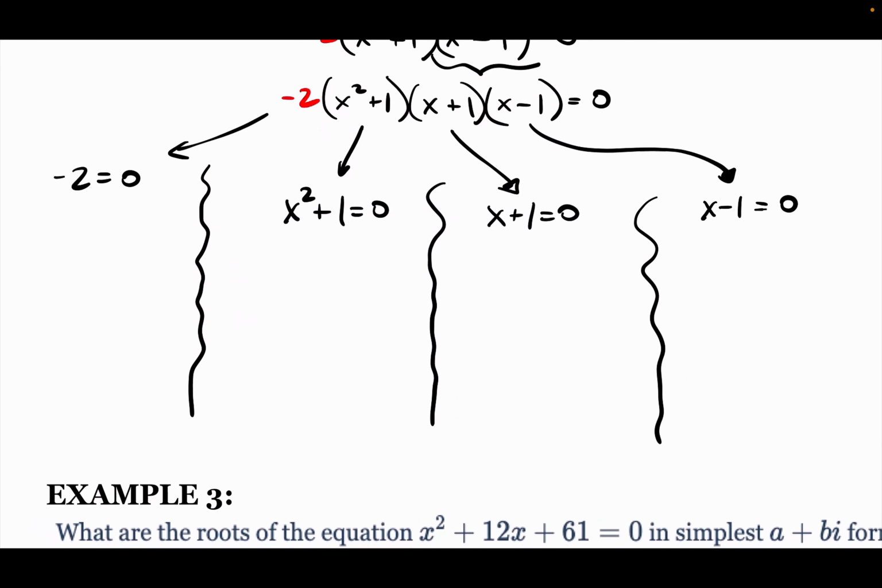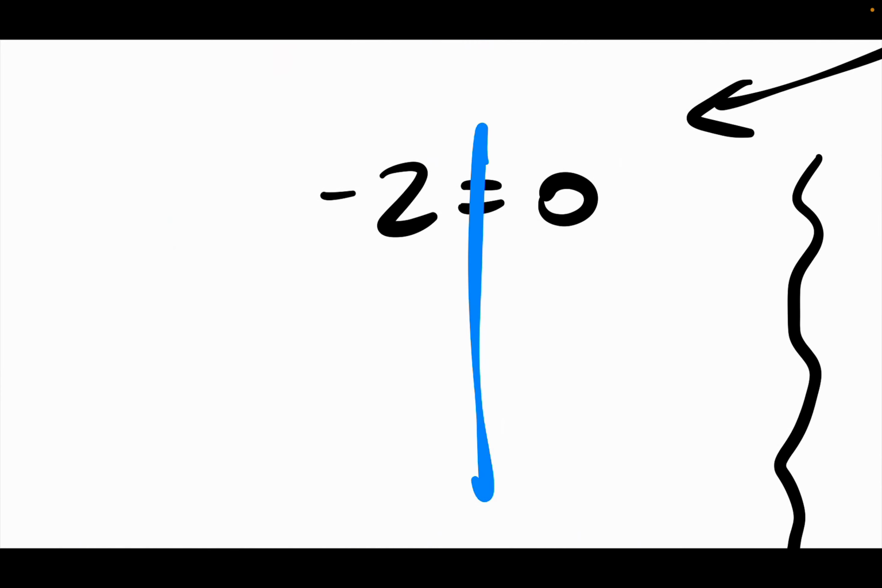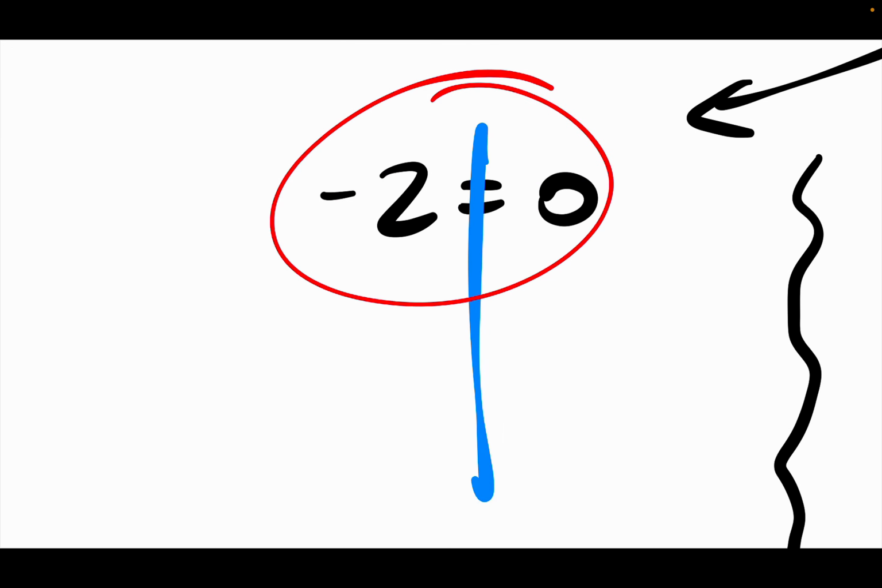Okay. You guys have done this before. This part, so far, nothing you haven't done before. So let's start with the first one. Is this going to give me any answers? No, because it doesn't have an x. It doesn't have a variable. So if it doesn't have a variable and negative 2 doesn't equal 0, this is not going to give me an answer. Okay, go to the next one.